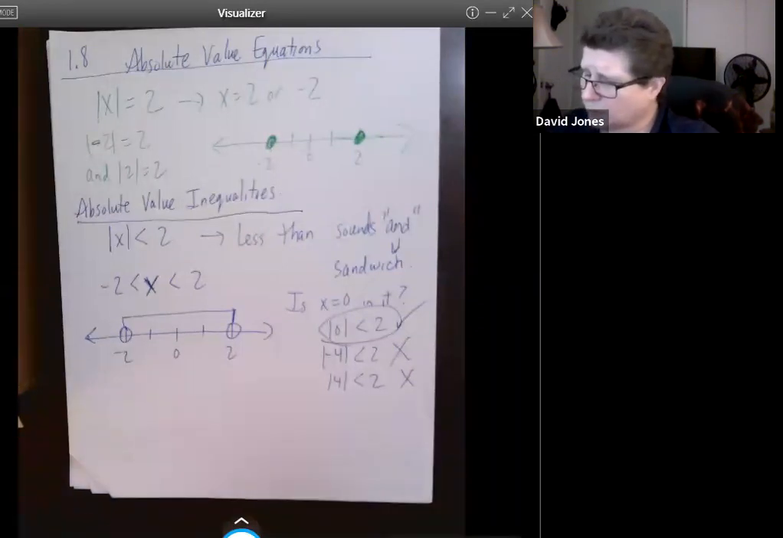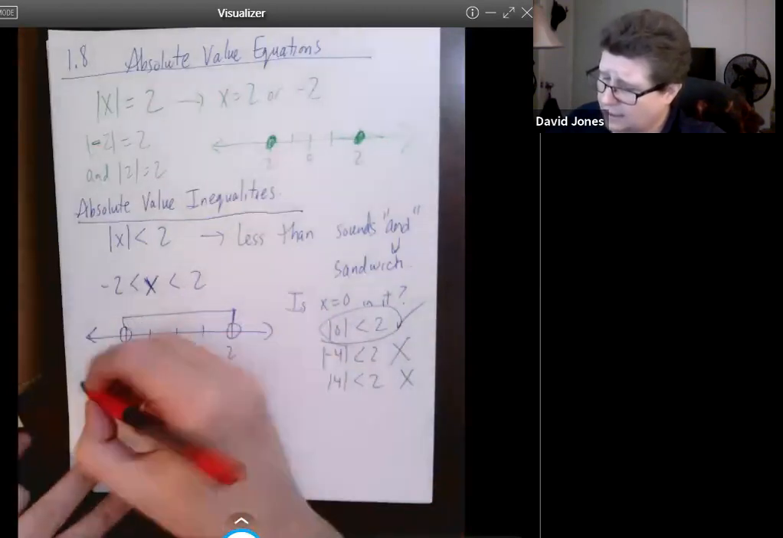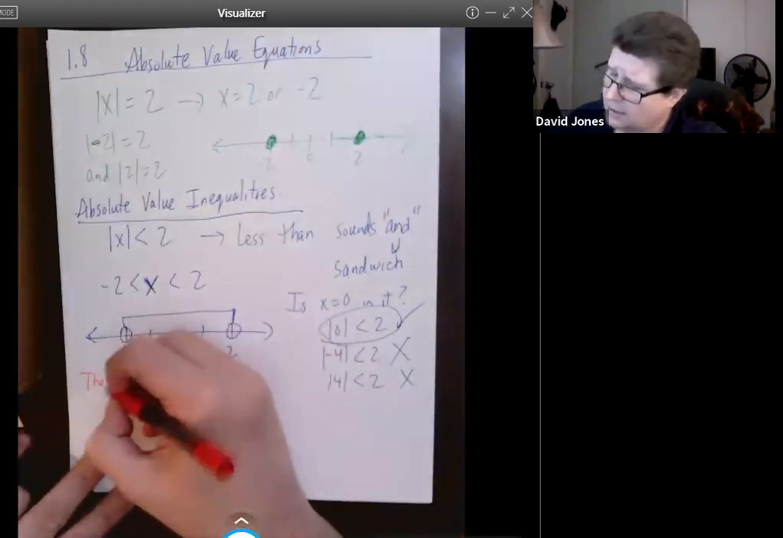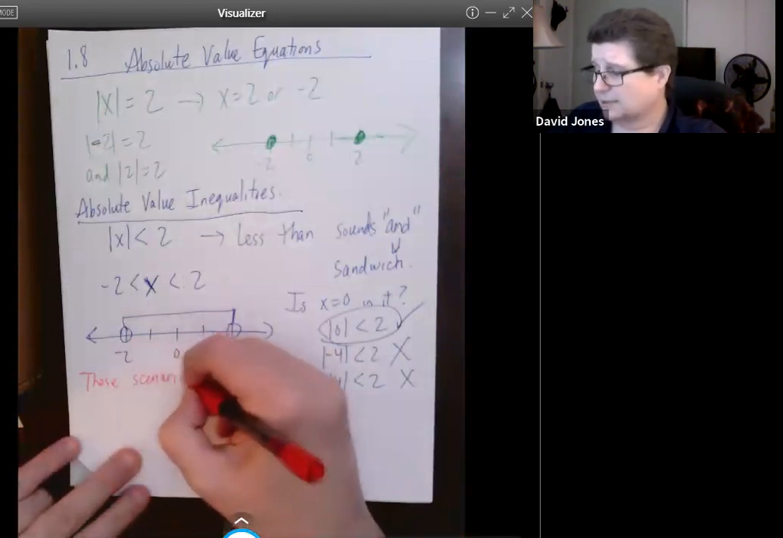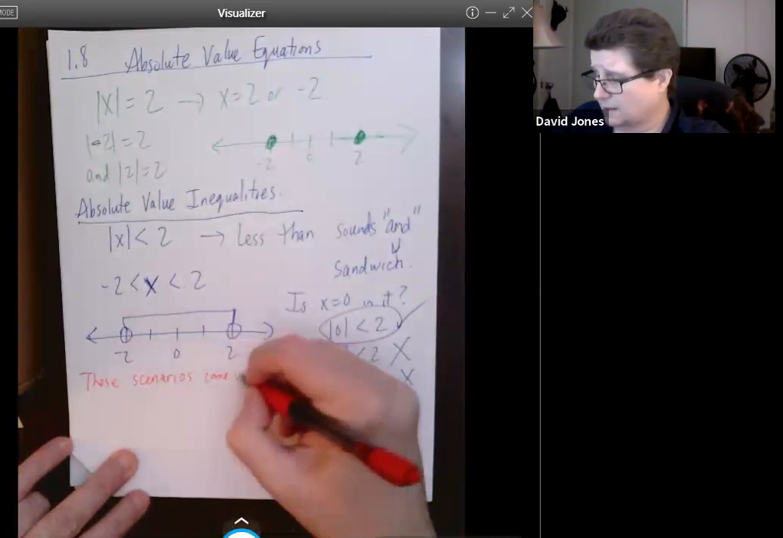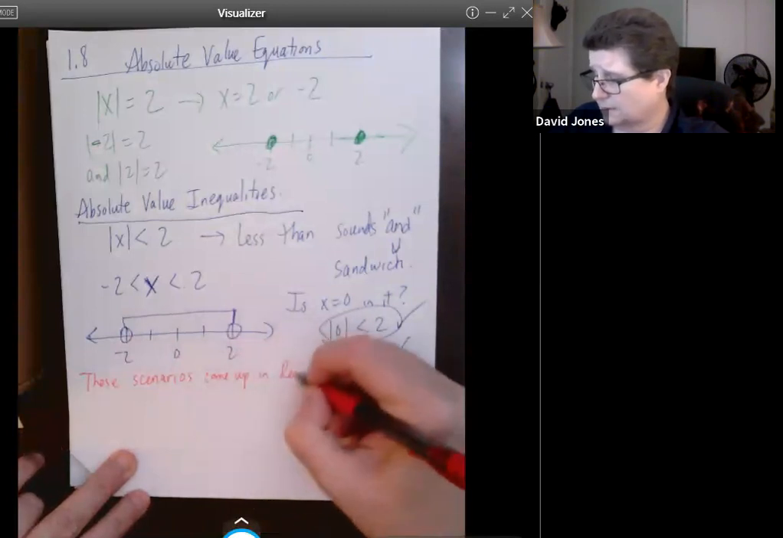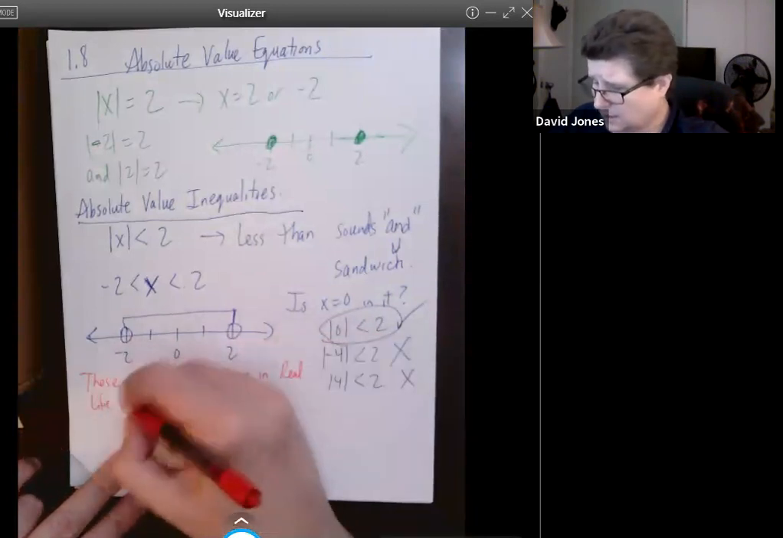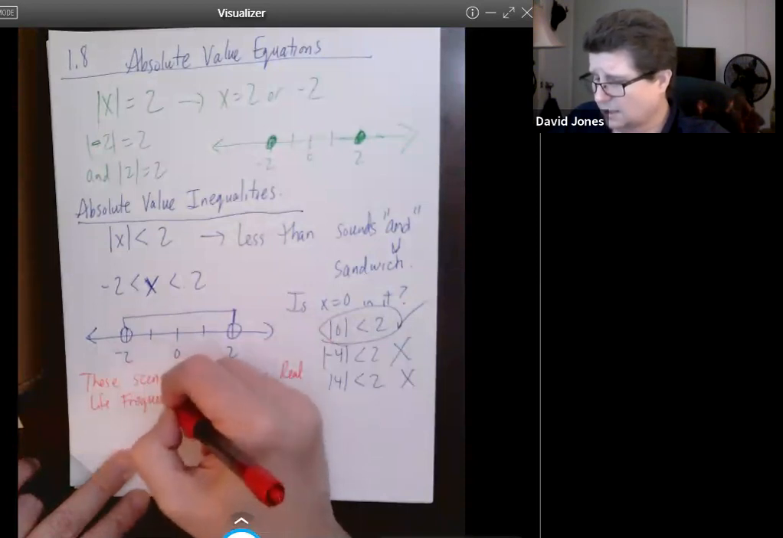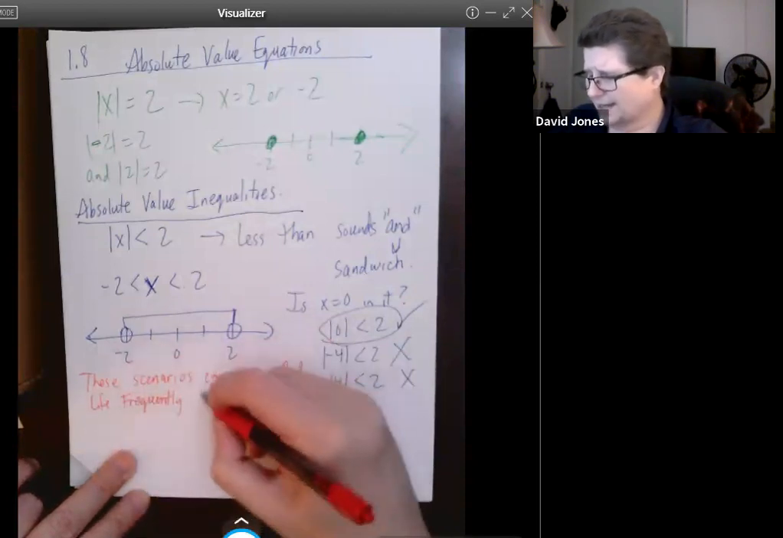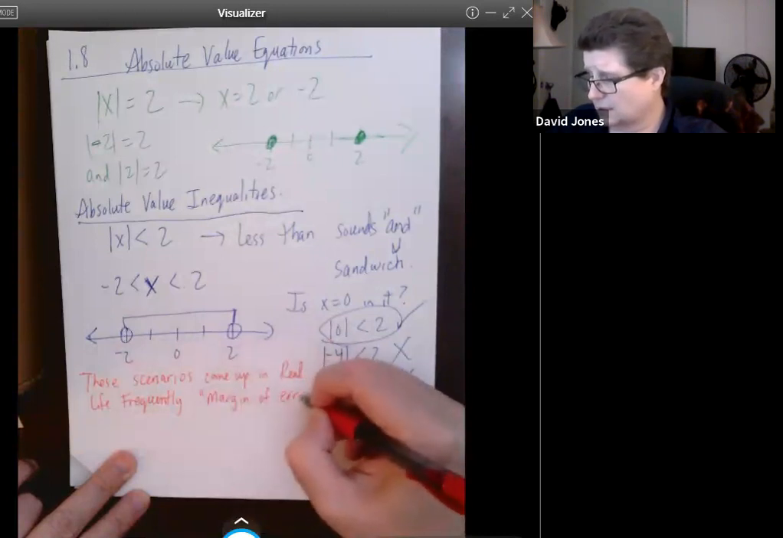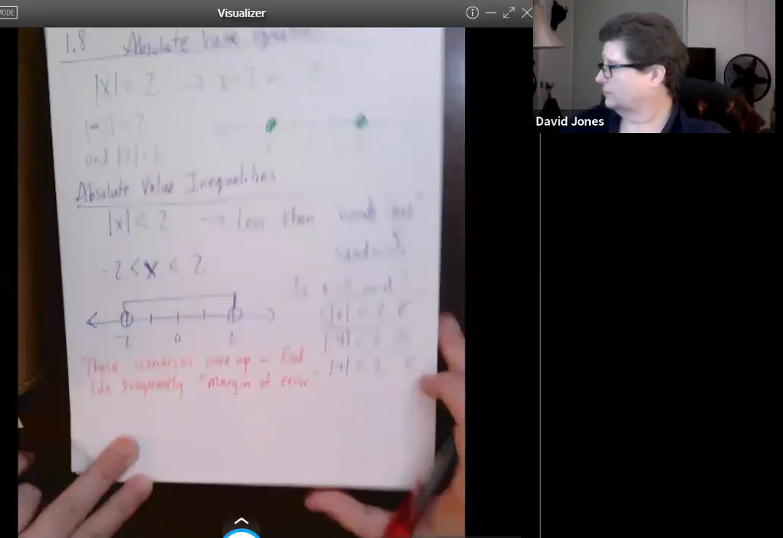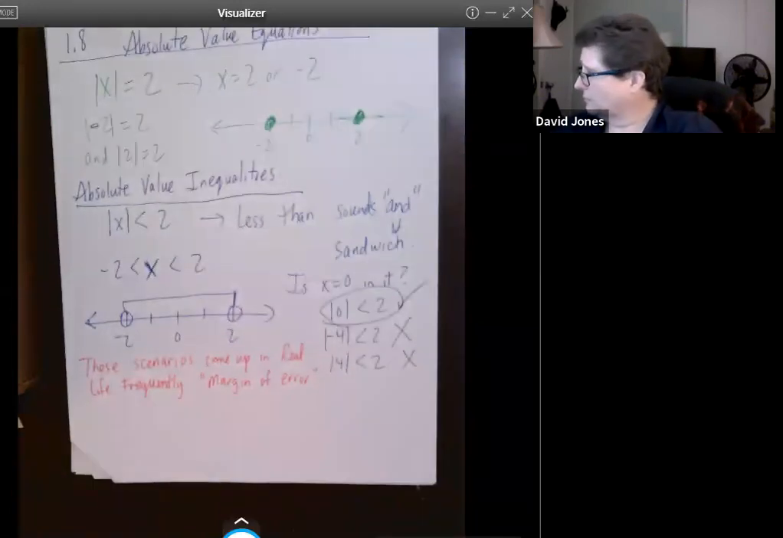These types of problems occur frequently. These scenarios come up in real life, I should say, when we're looking at things with a margin of error. And I'll give you an example in a little bit.